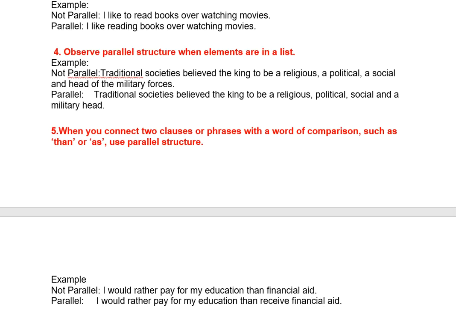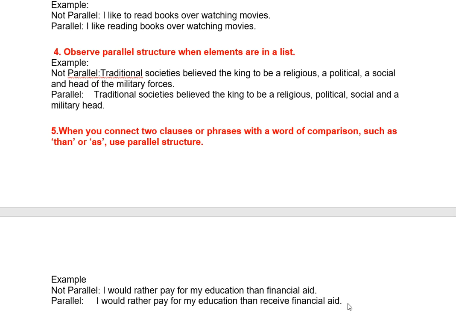Have you understood this point? Because financial aid is received. Fine. We are not giving financial aid in this case. Suppose I am person A. Fine. I am saying that I would rather pay for my education than financial aid. Means should I pay the financial aid? No, it makes no meaning at all. Fine. I can say I would rather pay for my education than receive financial aid.